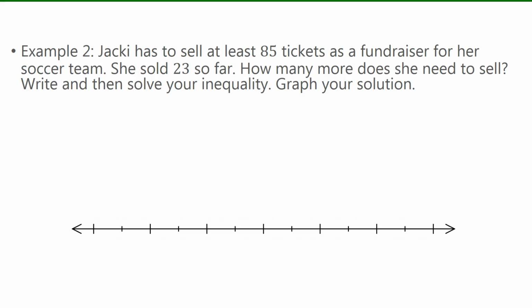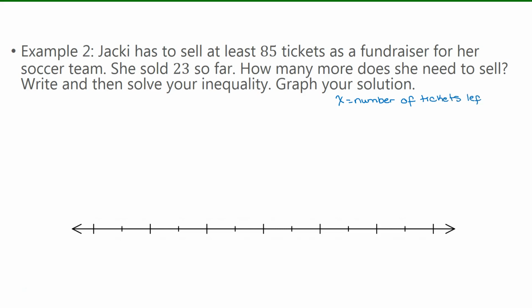Now here, we'll see that this data is going to be discrete because we're selling tickets. We're going to sell 1 ticket or 2 tickets or 3 tickets, but not 6.5 tickets, for example. So here, when we graph our data, we're just going to be graphing certain points and not shading in the line.